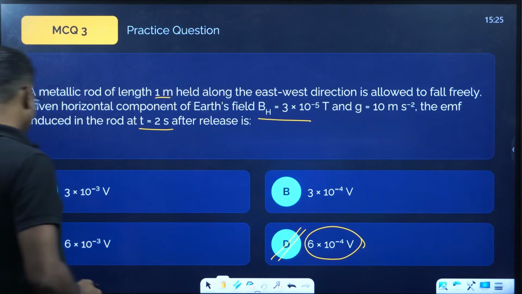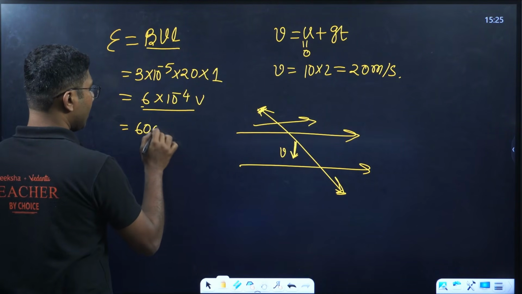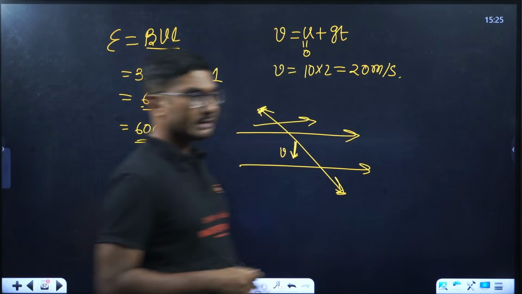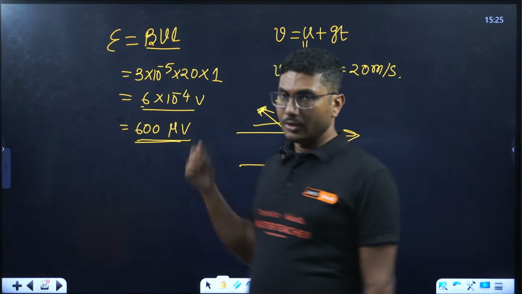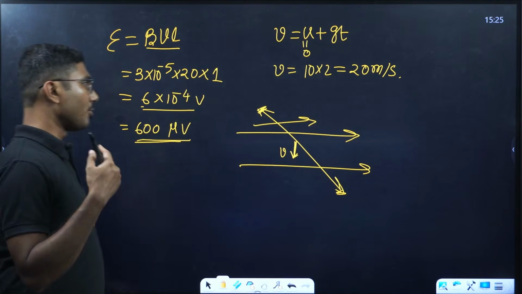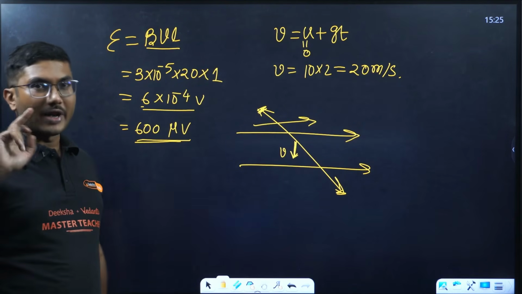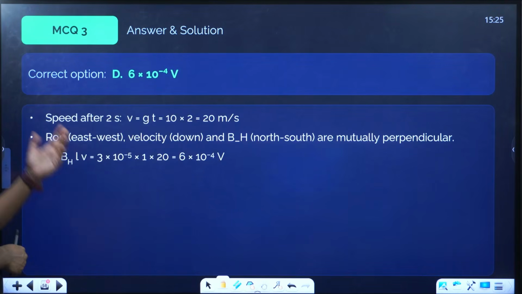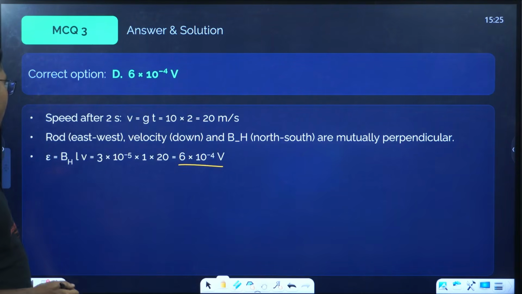This same thing can also be given in the exam as 600 microvolt or 0.6 millivolt. So you need to be careful about this as well. Those answers can also be possible based on the 10 to the power value. You need to check and then find the correct answer. Next, this is the solution. As I have solved, it will be 6 into 10 to the power of minus 4 volt.